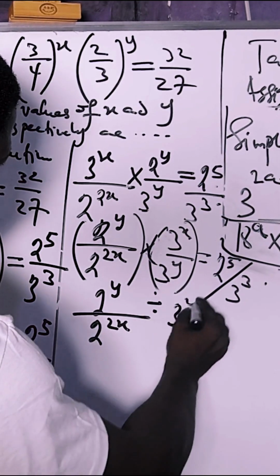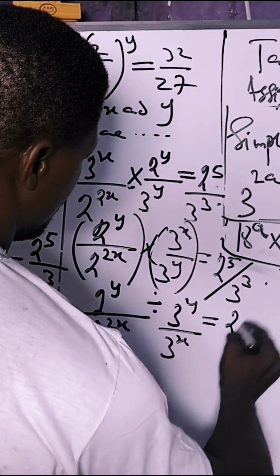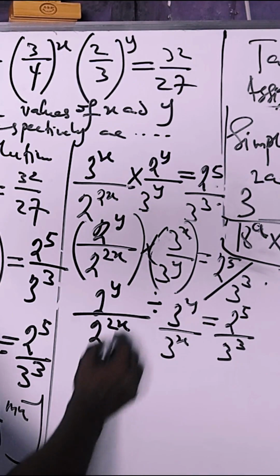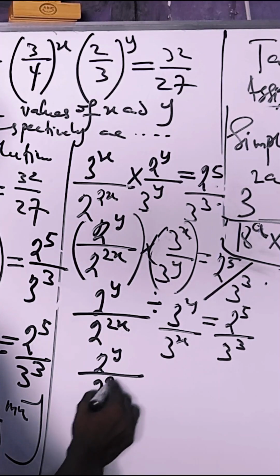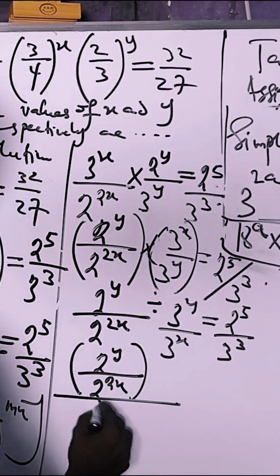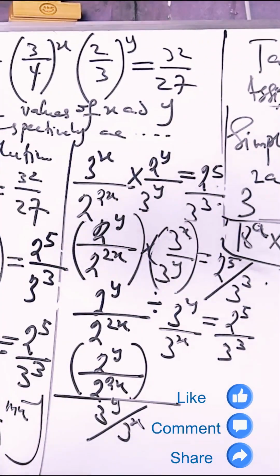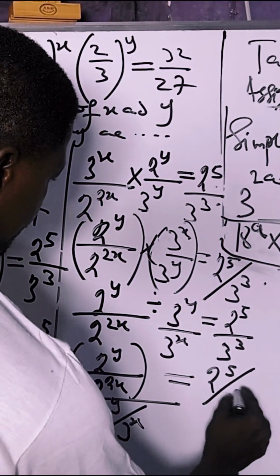So it becomes 3 raised to y over 3 raised to x, and that is equal to 2 raised to 5 divided by 3 raised to 3. So this is as good as 2 raised to y over 2 raised to 2x, all divided by 3 raised to y divided by 3 raised to x, and that is equal to 2 raised to 5 divided by 3 raised to 3.